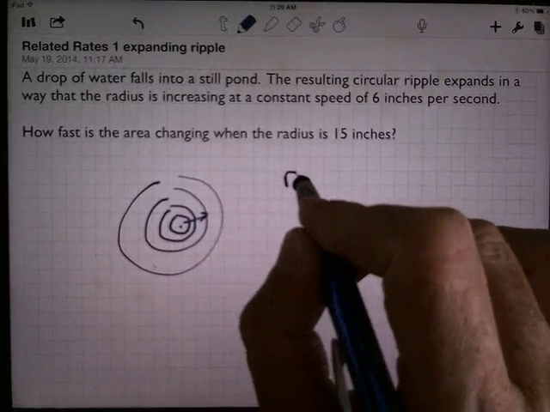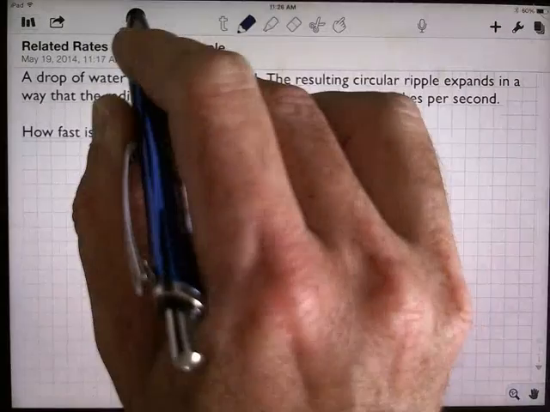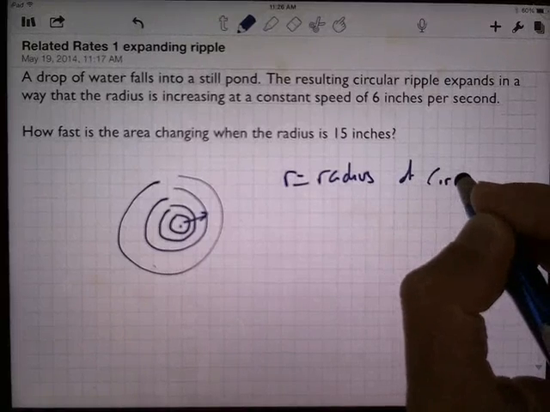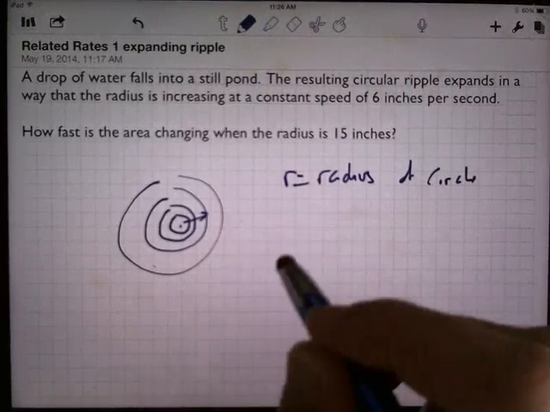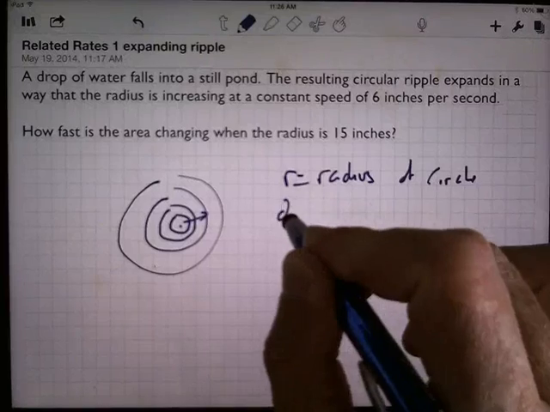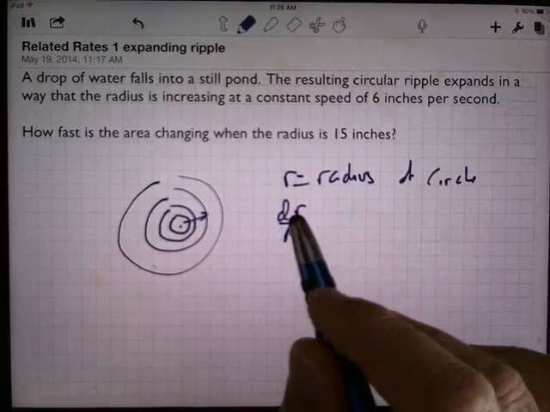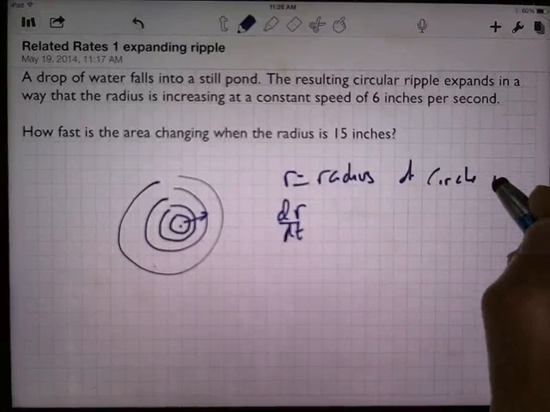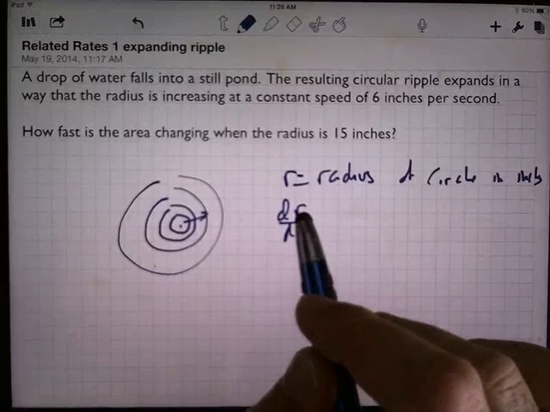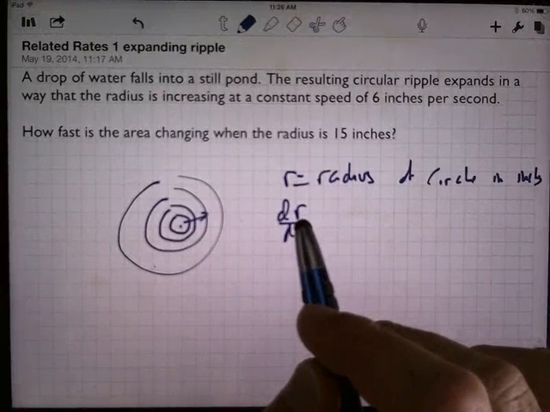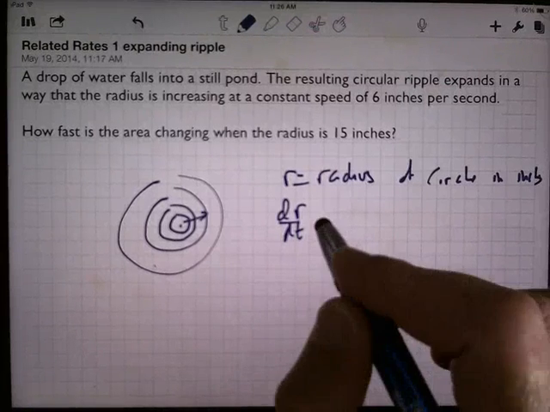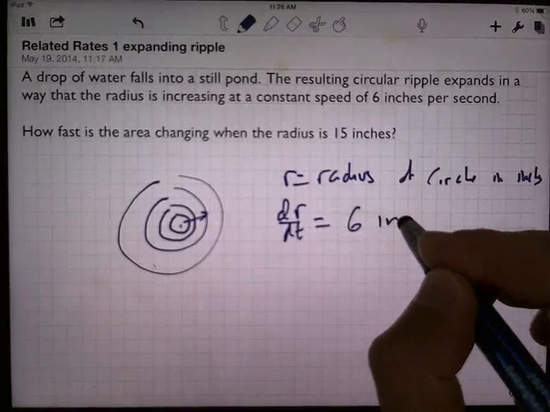So if I let r equal the radius of the circle, then the 6 inches per second is the rate at which the radius is changing. This is dr/dt. Notice the radius of the circle we're going to measure in inches. So inches per second is change in inches divided by change in seconds, change in radius divided by change in time, right? So they tell me dr/dt is 6 inches per second.